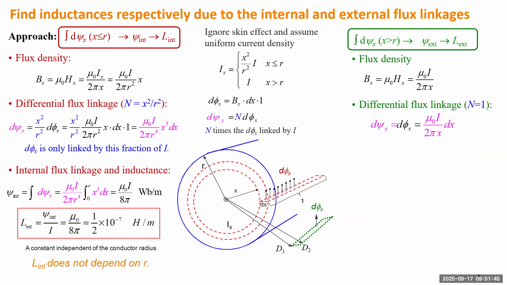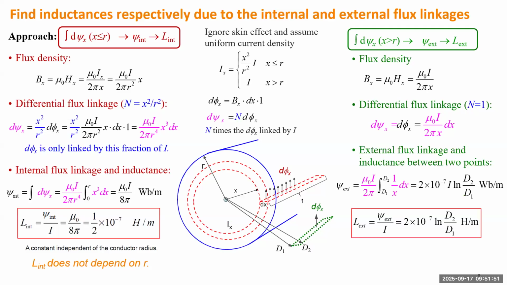All right, we just move on. We only change N to be 1 for the second case. So we move on and we get this formula. We still get this one to be integrated, and we're going to integrate from D1 to D2. That tells you the inductance outside of the conductor only for the flux at distance from D1 to D2. That one does depend on the dimension, the distance to the conductor. So the external inductance depends on both D1 and D2.